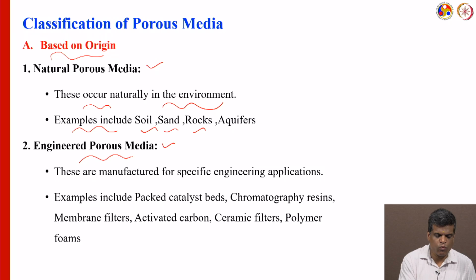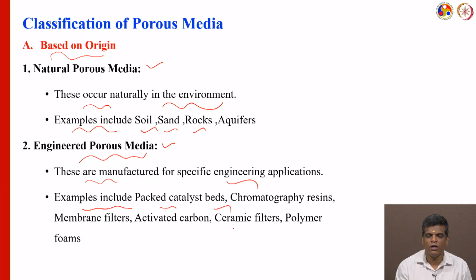Then engineered porous media. These are manufactured for specific engineering applications. The first one we get naturally, but the other one we manufacture for a specific engineering application. Sometimes you want to remove certain pollutants, so we need specific engineered material, and we prepare that. Examples include packed catalyst beds, chromatography resins, and membrane filters.